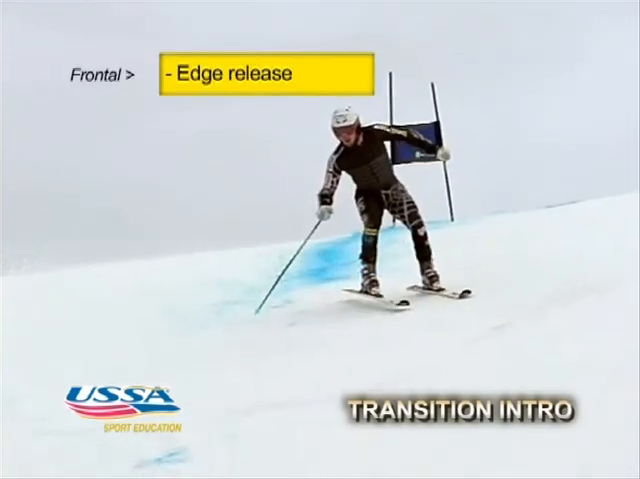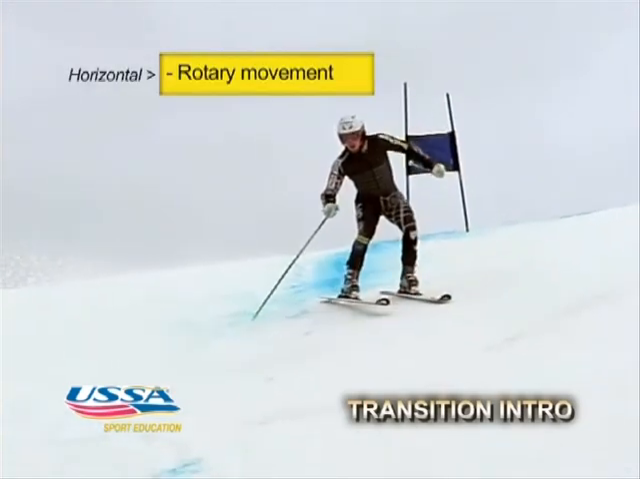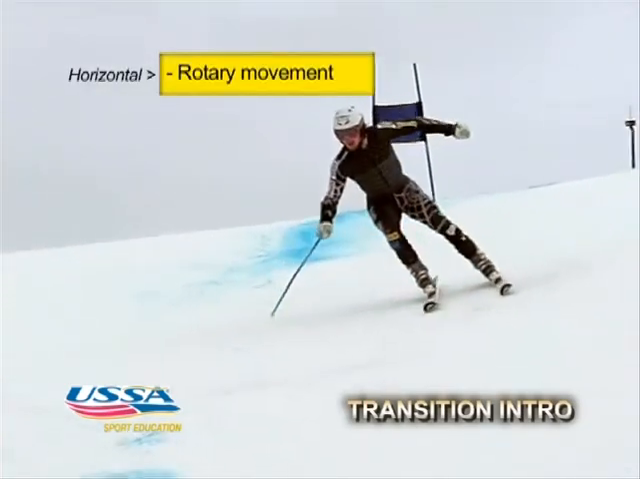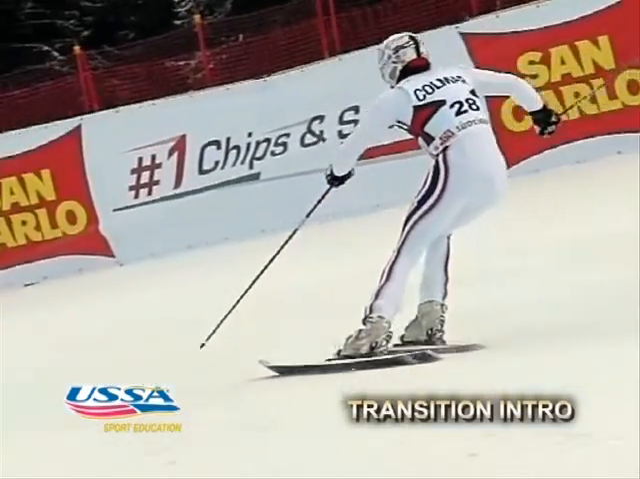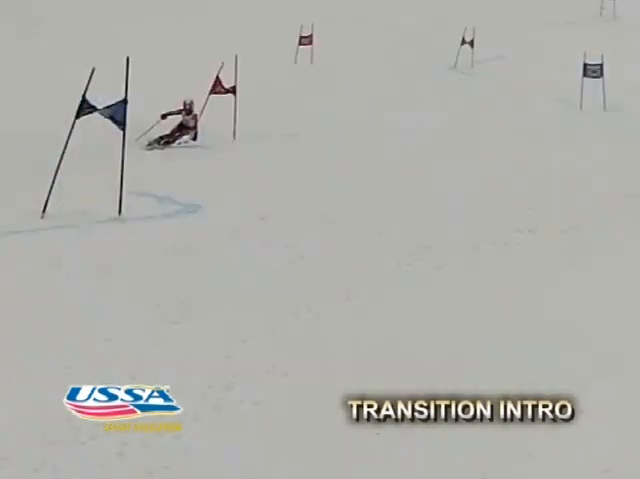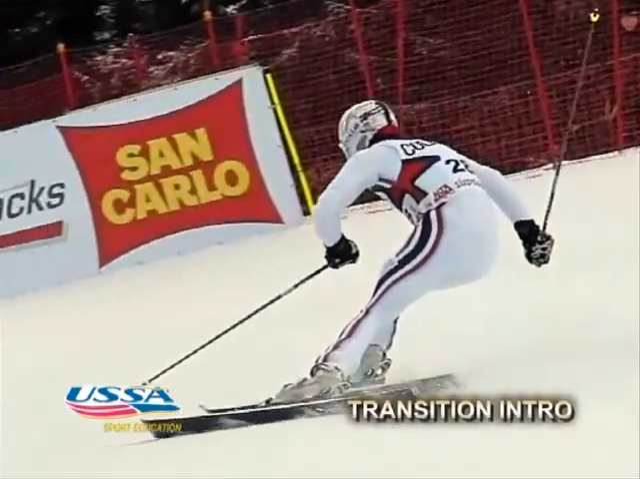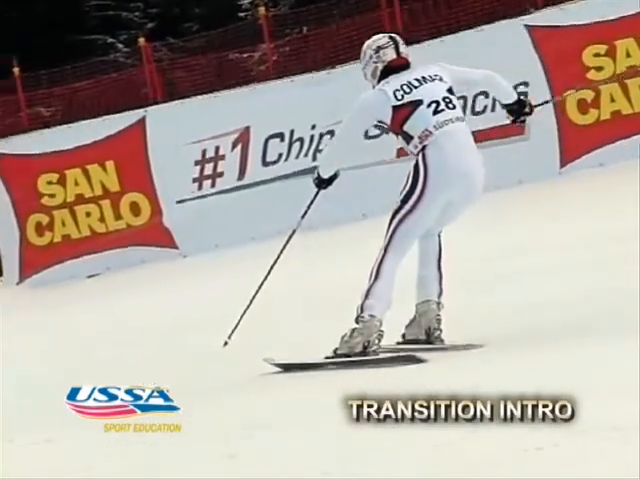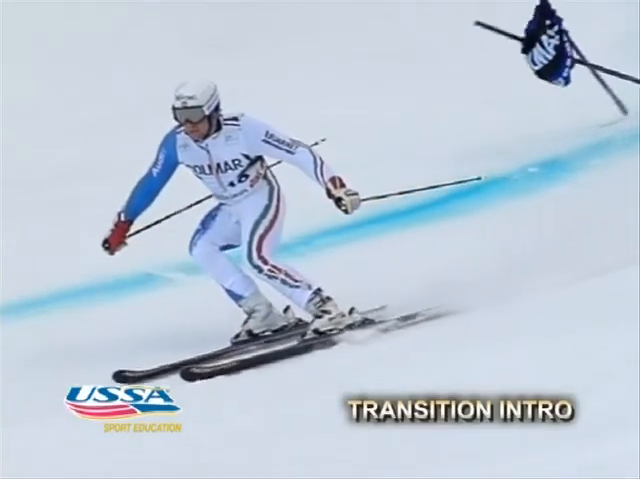The edge release is in the frontal plane, and the rotation is in the horizontal plane. As in the explanation of balance movements, or movement solutions, the movements must happen in all 3 planes to be effective. If not, the ski racer will be out of balance in the direction of the deficient plane, and, to be effective, they all must happen within this one critical ski length. The transition is indeed an important piece of the turn.